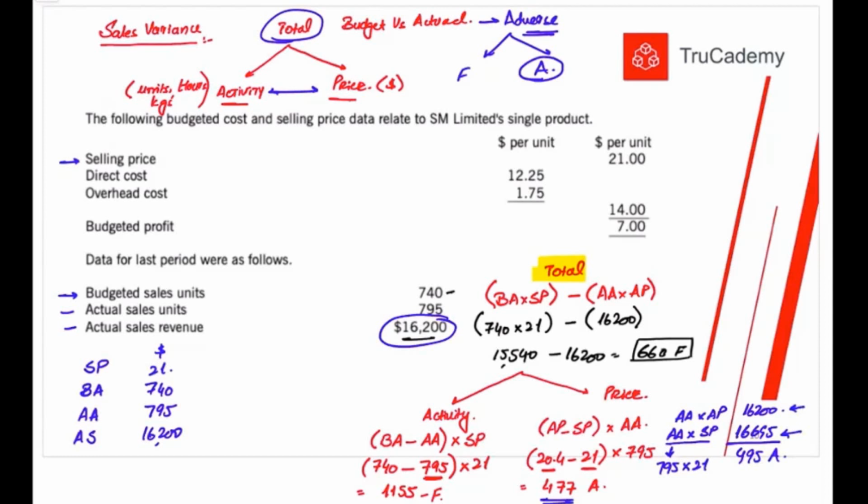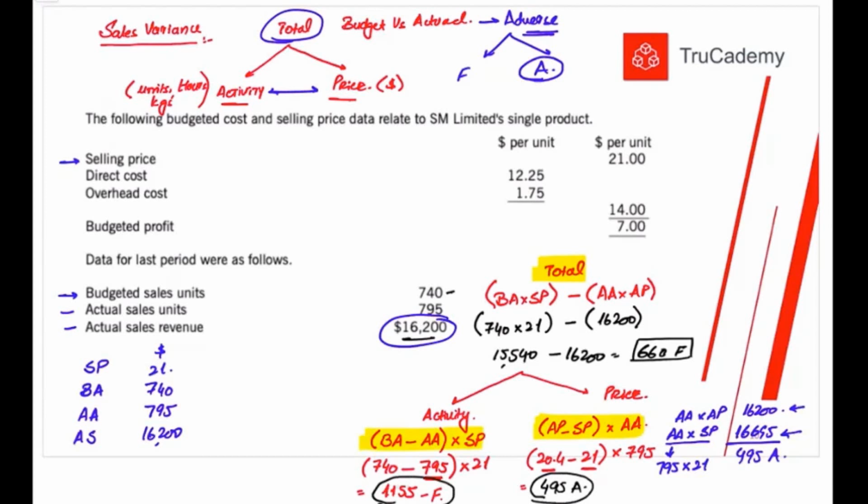The reason I'm solving it like this, in brackets, is that it's easy to understand, and it will make it easier for you to solve questions later. Now one more point here. Let's do it with 495, which gives an exact figure. So instead of 477, let's take the 495 adverse. So price variance is 495 adverse. It's a bad one. Activity variance is a favorable one, 1155 favorable.